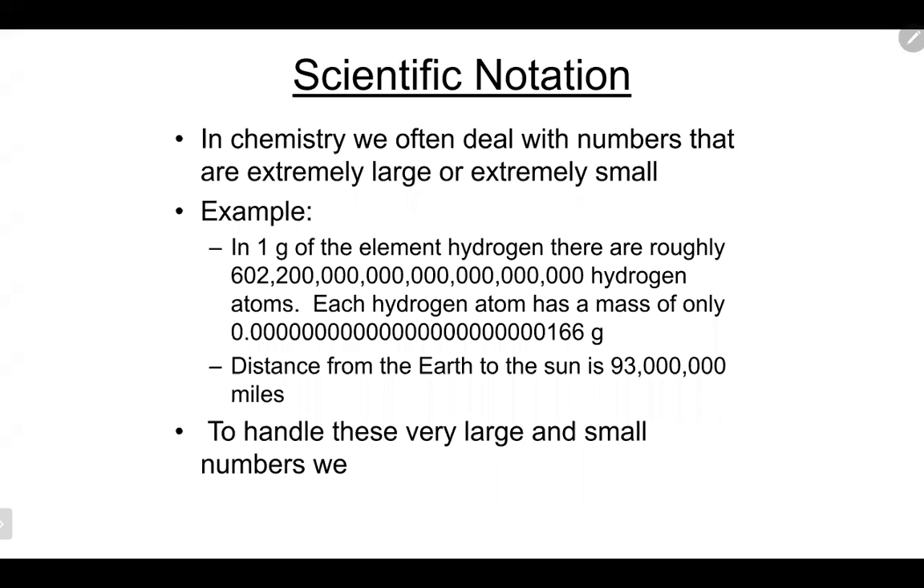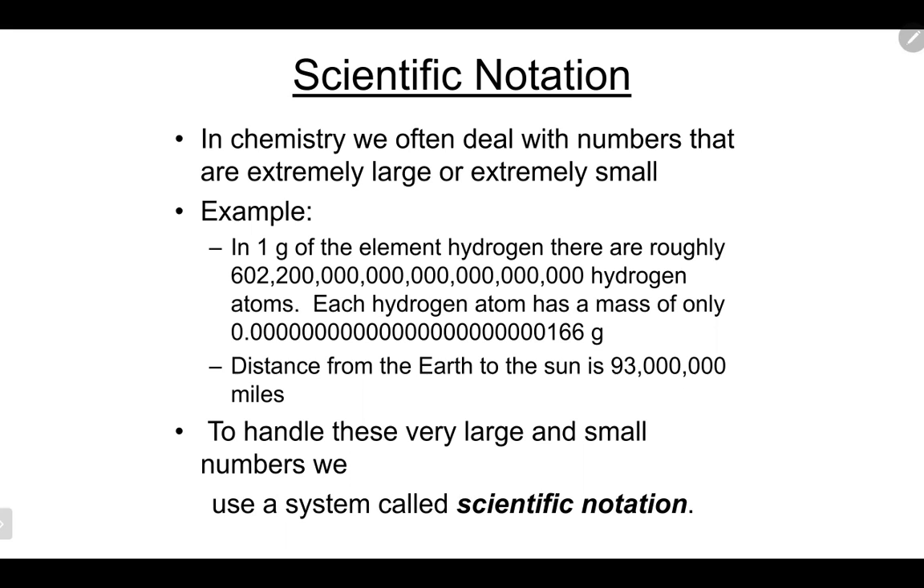Now, when we do deal with numbers, sometimes we deal with really, really large numbers like Avogadro's number, 6022 and a lot of zeros. The mass of a hydrogen atom is a lot of zeros and then 1.166. Most likely, if you kept those numbers trying to do some type of calculation, you're probably going to lose a zero or two along the way.